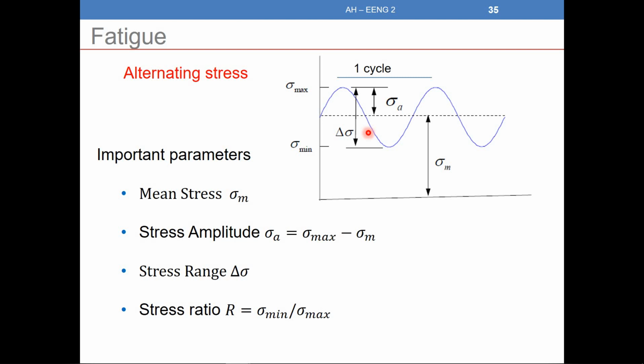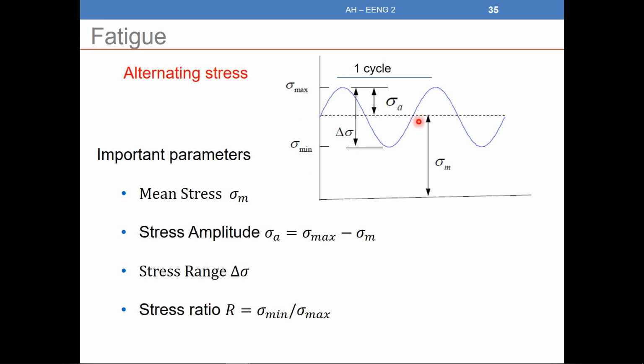The stress amplitude is the difference between the maximum and the mean, which can be calculated as sigma max minus sigma min over 2. So it's the difference between sigma max and the mean stress. That's the amplitude. It's similar to any cyclic or periodic curve: we have the amplitude, the mean value, the maximum and the minimum. The stress range, delta sigma, is the difference between the maximum and minimum. And also important, the stress ratio R is the minimum sigma over sigma max.